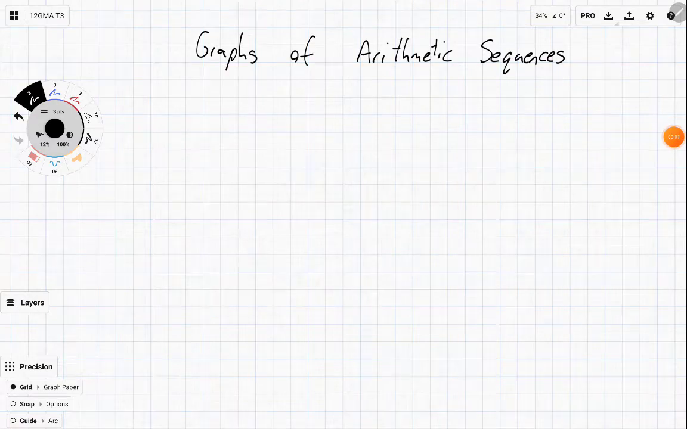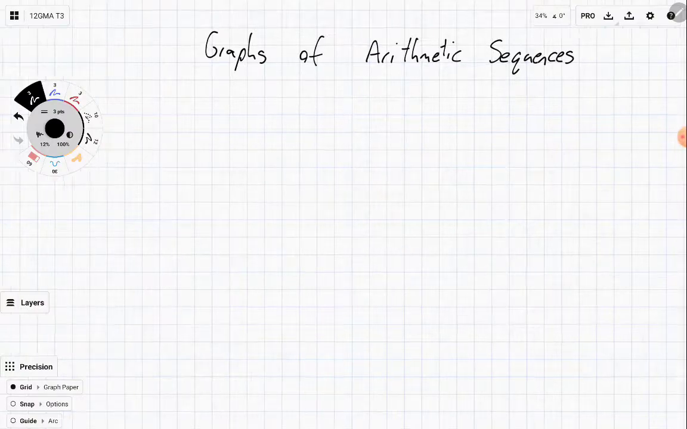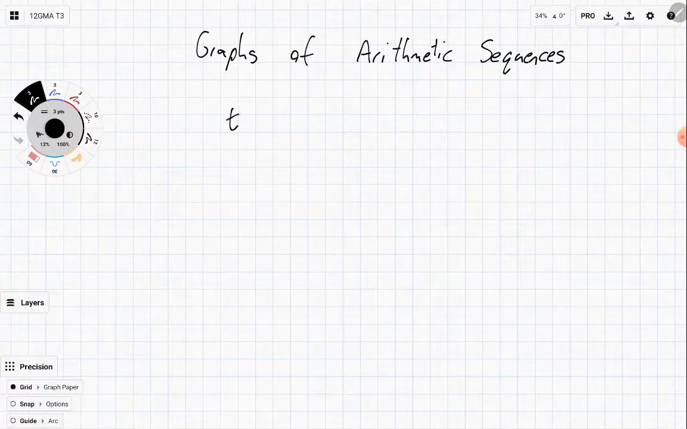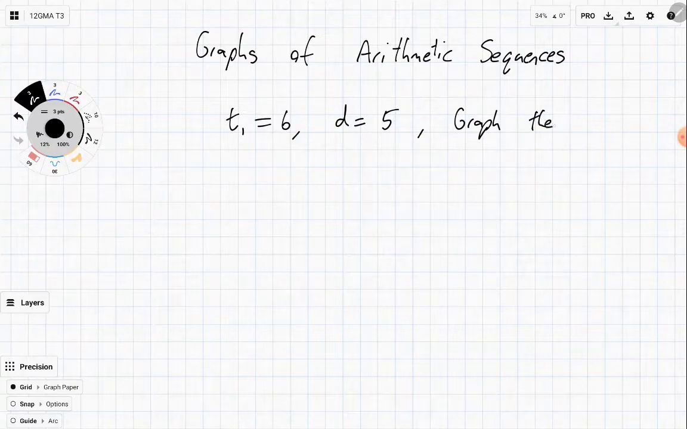Today we're going to be graphing some of these arithmetic sequences. So if you haven't already guessed that, there's not too much to these sequences. So if I have a sequence defined as t1 is equal to 6 and d is equal to 5, and I want to graph, let's say, the first 5 terms.